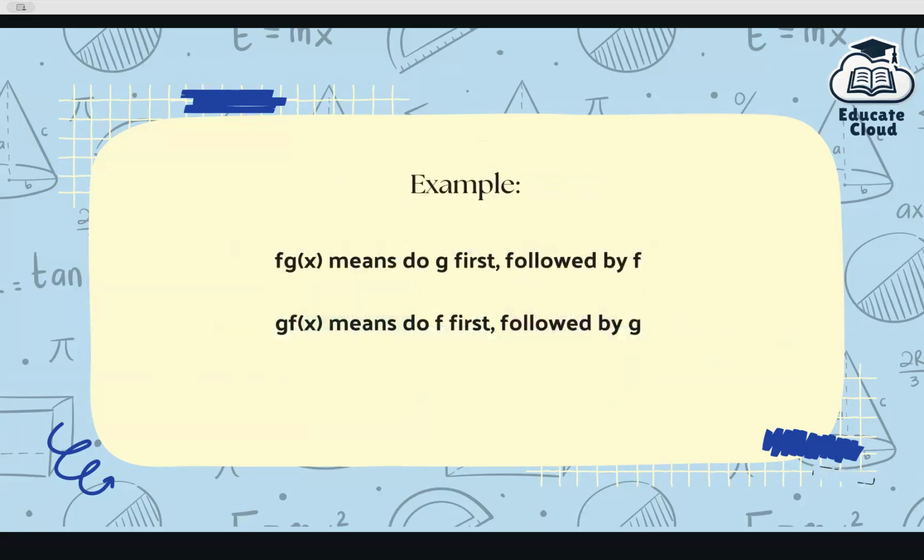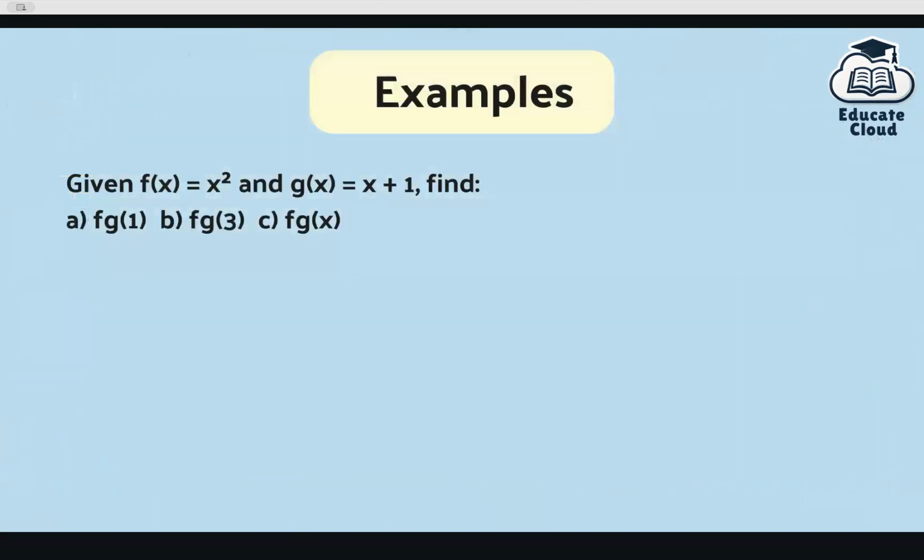So what's really, really important in composite functions is that if it's written like this, f of g of x, it means we need to do g first, followed by f. So start with doing your g of x and then put it into f. And if it's g of f of x, it means you need to do f first, followed by g. Okay, so you do the inner one first, always. So let's have a go at this.